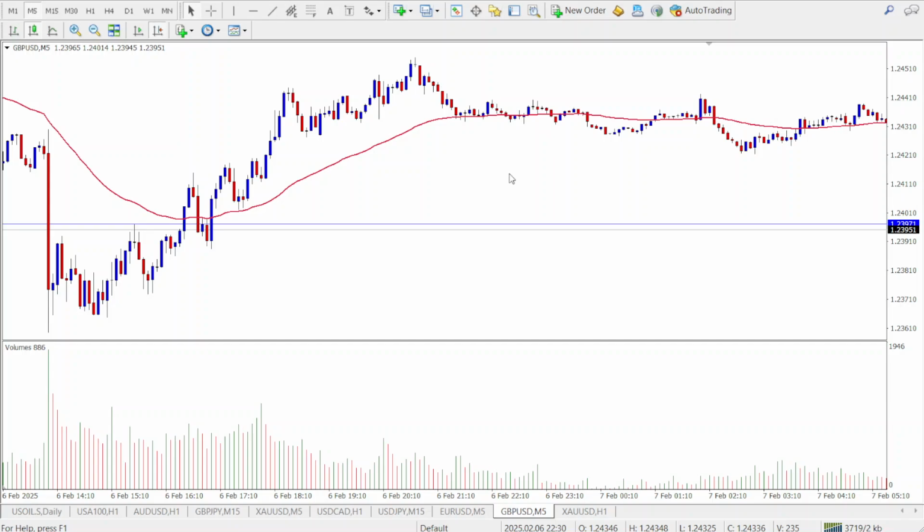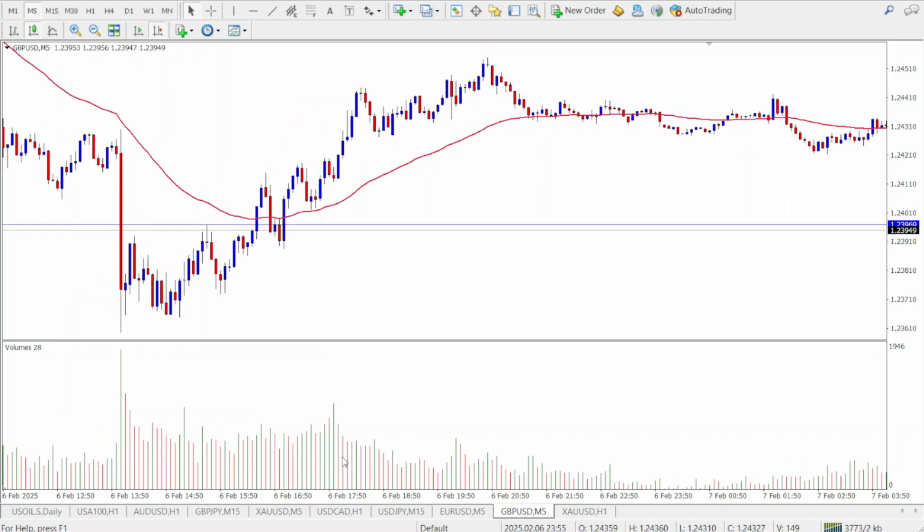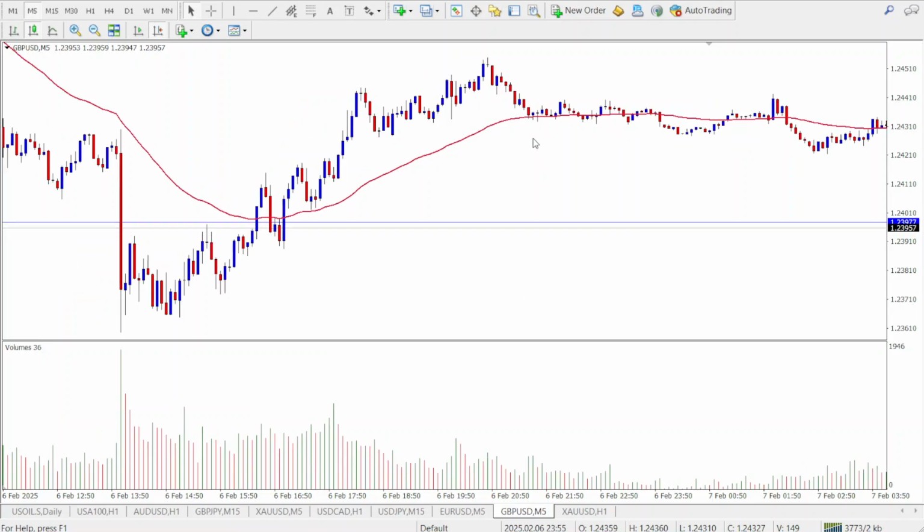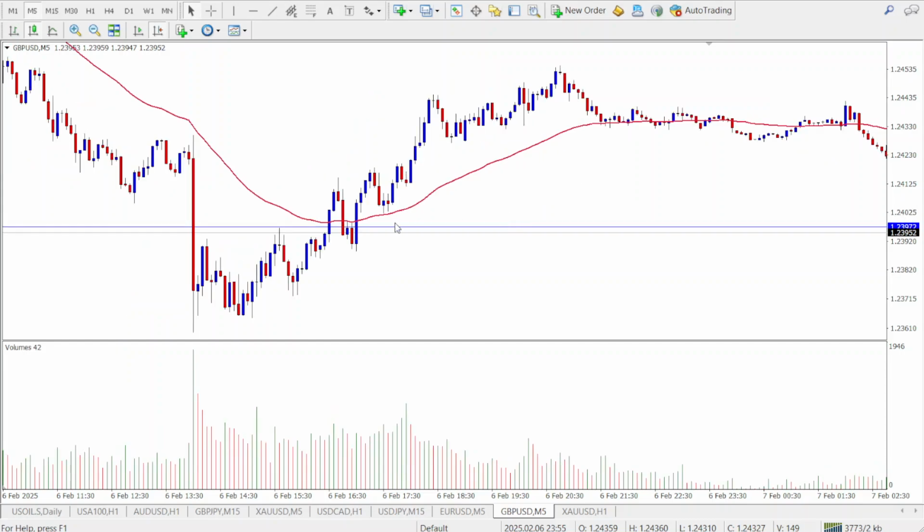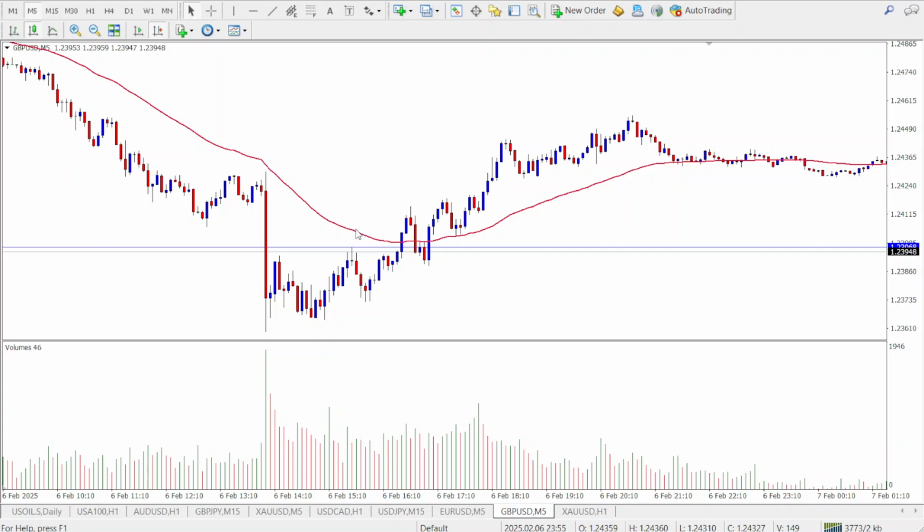Then you have to watch for price crossovers. When price crosses above or below the moving average, it signals a potential trend shift. Then you ought to check the volume. If the volume is increasing as price crosses, it confirms the move and adds credibility. After that, just watch out for candlestick confirmations. Strong bullish or bearish candles with high volume confirm that momentum is behind the move.